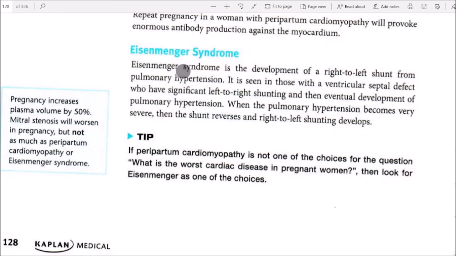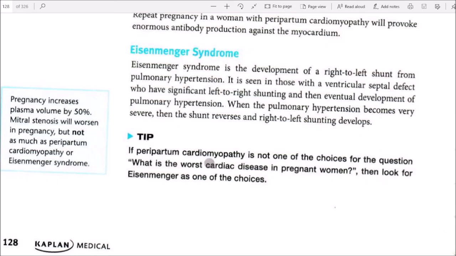Eisenmenger Syndrome. Eisenmenger Syndrome is the development of a right-to-left shunt from pulmonary hypertension. It is seen in those with ventricular septal defects who have significant left-to-right shunting and then eventually develop pulmonary hypertension. When the pulmonary hypertension becomes very severe, the shunt reverses and right-to-left shunting develops.